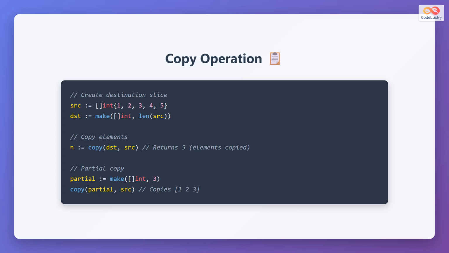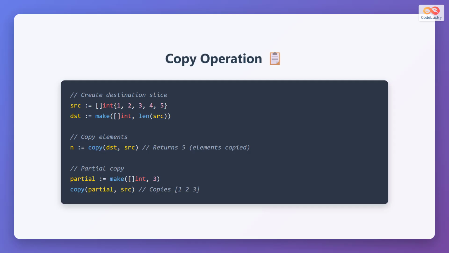The copy operation is used to copy elements from one slice to another. First, you need to create a destination slice that is large enough to hold the elements being copied. Here, we create a destination slice, DST, with the same length as the source slice, SRC. Then, we use the copy function to copy elements from SRC to DST. The copy function returns the number of elements copied, which in this case is 5.